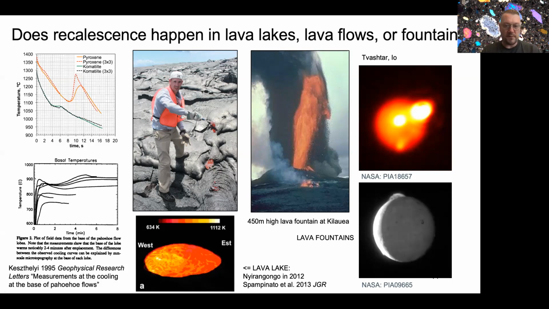This is the only reference to recalescence that I've been able to find in the volcanological literature. Recalescence happens best when you have very rapid cooling. So it's actually more likely to happen in a lava fountain, for example, shown here, than in a lava lake. And it may be particularly important, again, this is an image of Jupiter's moon, Io, with an eruption happening there.